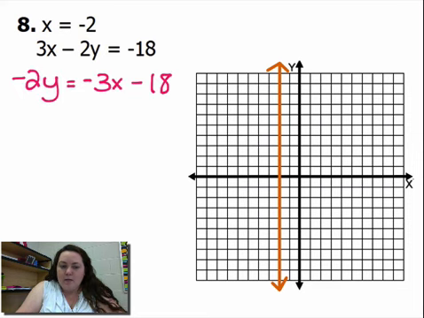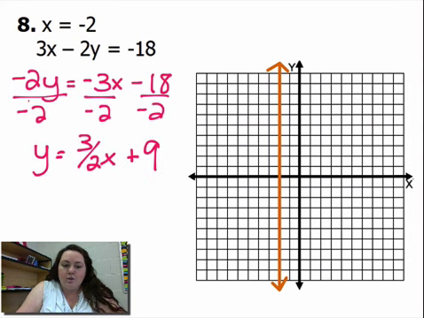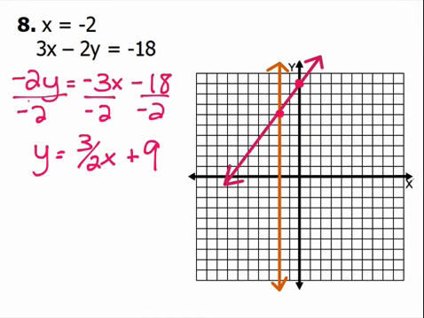The other equation, I need to put it in slope-intercept form, so I'm going to subtract 3x on both sides. I'm going to divide everything by negative 2. I get y equals 3/2 x plus 9. So I'm going to go up to 9. And then I'm going to go up 3 over 2, but I can't do that, so instead I'm going to go down 3, left 2. And then I can see that they're crossing right there. And the solution is negative 2, positive 6.